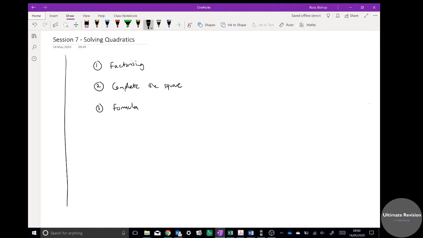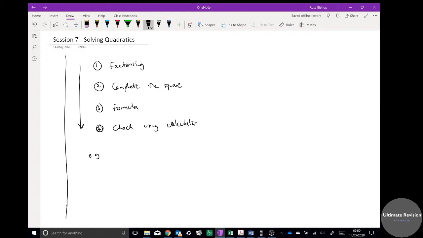Okay, and number 4, and this applies to all of them, check using the calculator, and I'll show you how to do that in this session as well. Okay, so they're the 4 options. Now sometimes it will force you to choose one of the options. But if it doesn't, it doesn't matter what option you choose, but that would be my recommended order of trying to solve quadratics. Okay, we're going to have a look at a few examples.